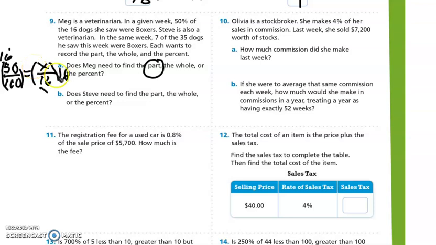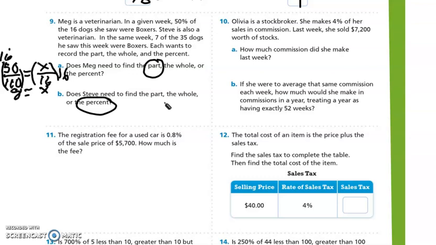These cancel. And when I type this in my calculator, I would get 8. So I know that her part is the 8 boxers. Steve over here has been given the part. He's given the total amount of dogs. Now he just needs to find the percent.